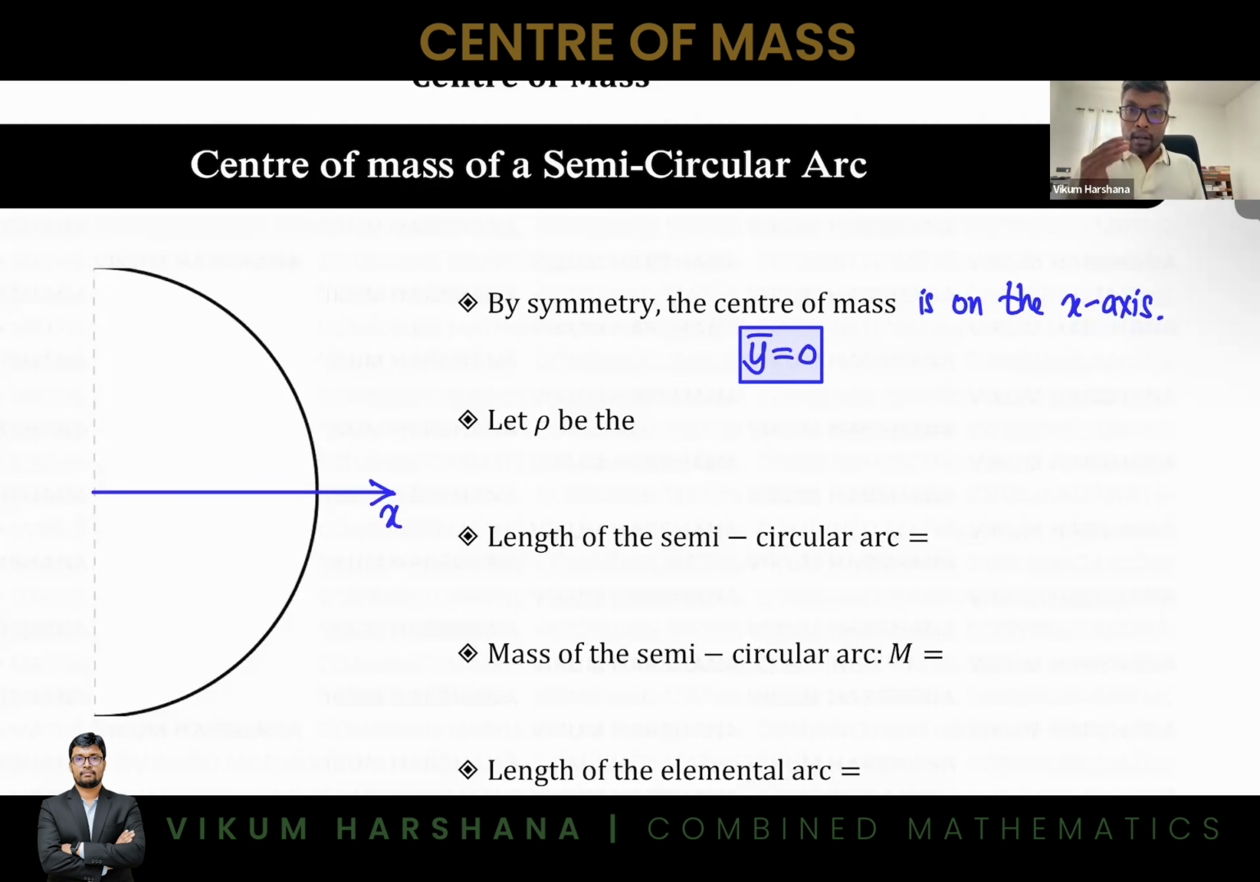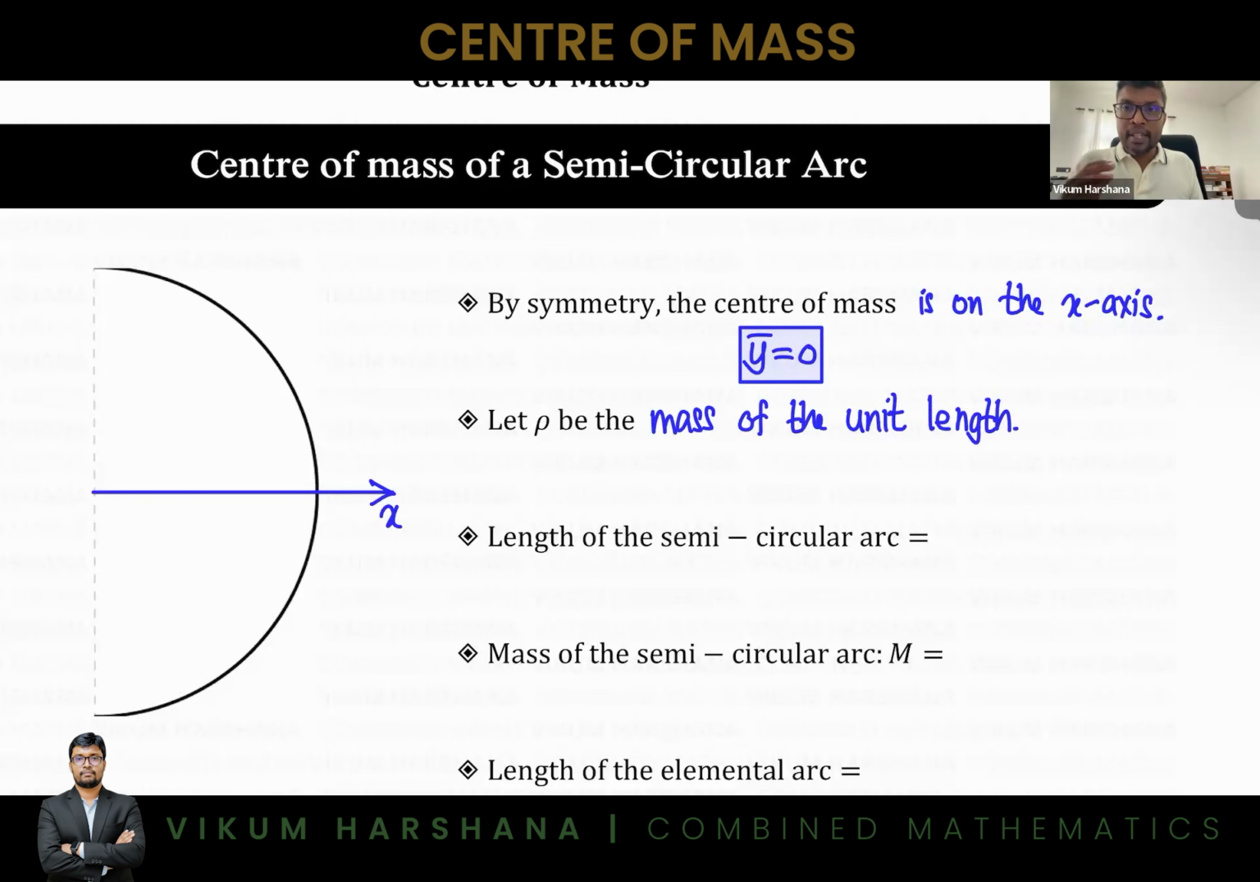Now we are going to define something called rho. Rho is going to convert the length into the mass. So let rho be the mass of the unit length. This is technically the conversion of the length to mass.